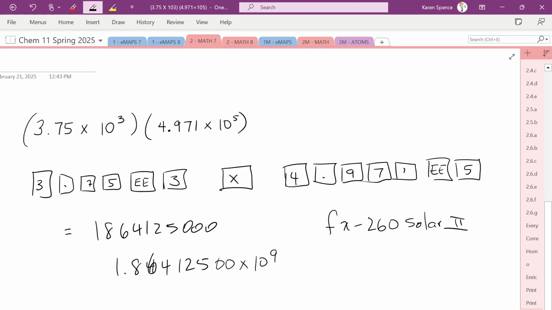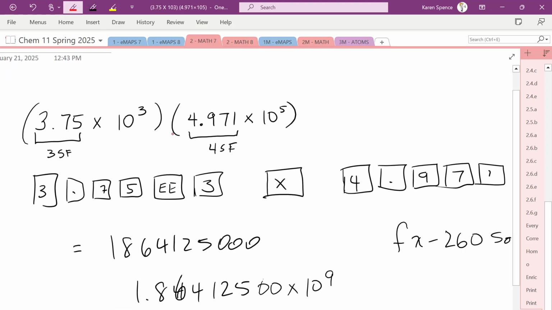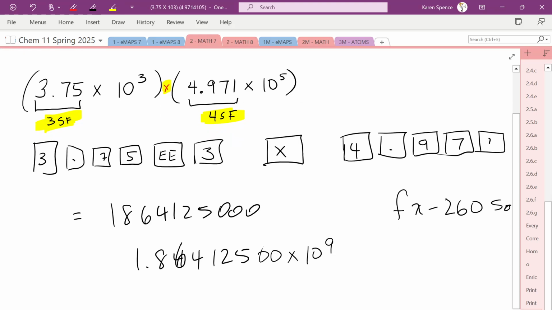So I can now take that number. I have 3 sig figs and I have 4 sig figs. I'm not looking at the uncertain digit because in this case, I am multiplying. When we multiply, we look at the number of sig figs. We go with the smaller number of sig figs, which means I need to have 3 sig figs, which means this is going to become 1.86 times 10 to the 9.